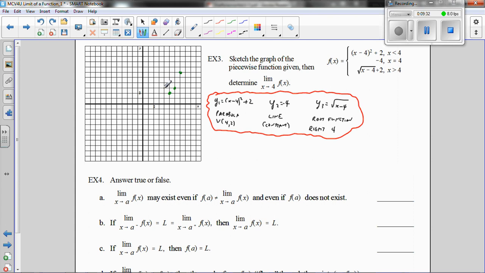You might want to wait a second to graph this, because this parabola is only true for x less than 4. So there's the cutoff at 4. Of course, I blew that. I'm going to have to move all my points one spot because I blew it, didn't I? Thanks for telling me.